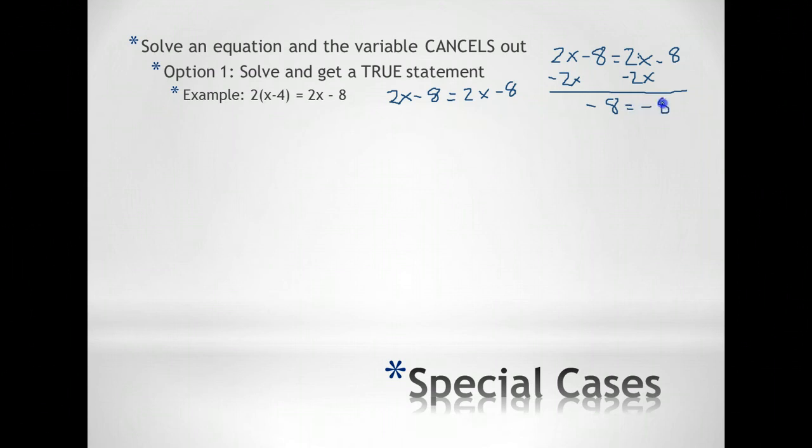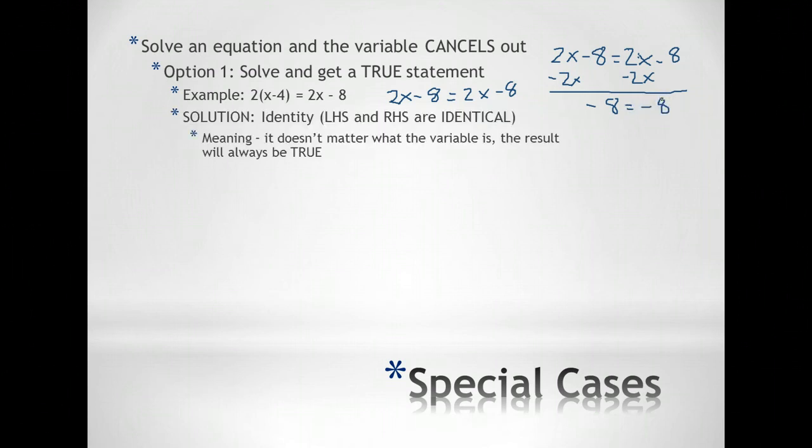So I get negative 8 equals negative 8. It completely cancels out. No more variable. But this is true. Negative 8 does equal negative 8. So when this happens, what this tells us is it doesn't matter what we pick for x. No matter what we pick for x, it will always work. The equation will always be true.